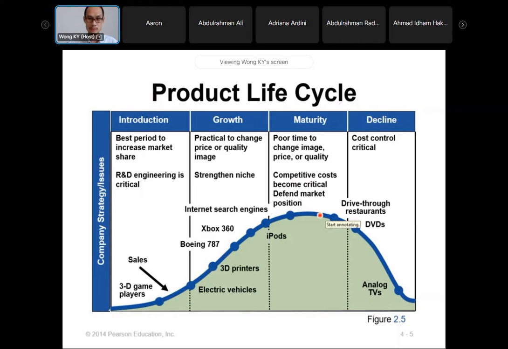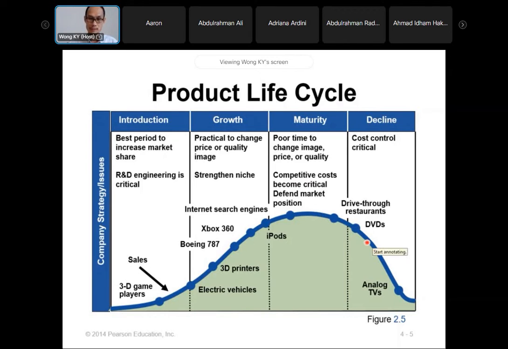Maturity phase is where the product becomes mature, where a lot of people are already using it. Technology becomes mature. So the demand for the product during the maturity phase will actually peak. It will reach the peak point, and then it will tend to stabilize. Once it has stabilized, then it will start to go down, where it will enter the decline phase.